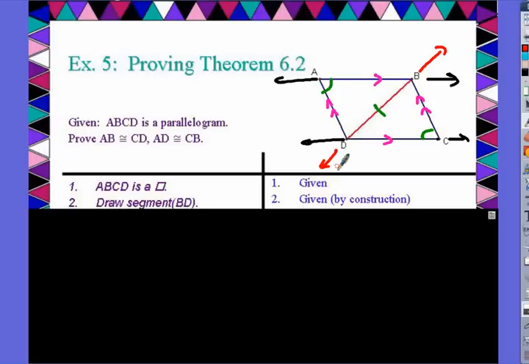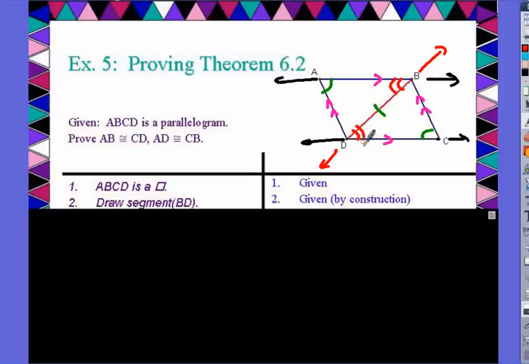Parallel lines cut by a transversal, right? So do we see some angles there that are congruent that might be important? ABD, there you go. ABD could be congruent to CDB or BDC. There you go. Good. Okay, now, is that enough?